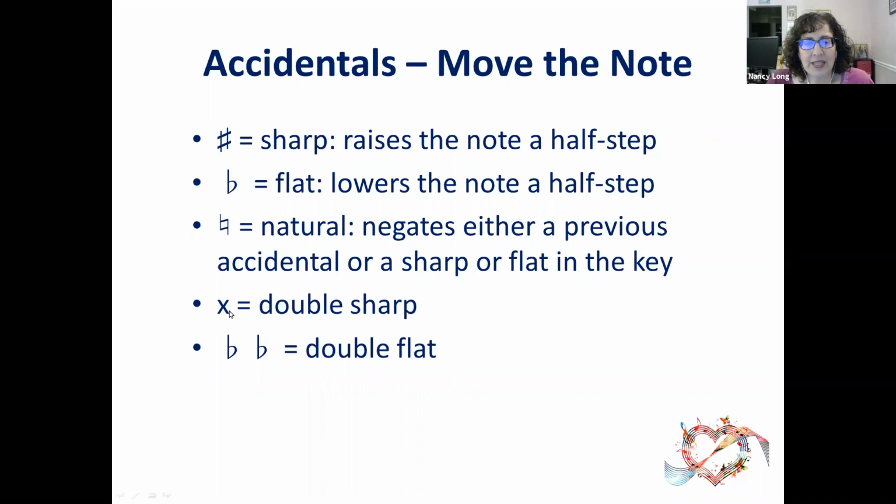Something that looks similar to this, an X is the closest thing that I could find, is a double sharp. So instead of raising the note a half step, it raises the note 2 half steps, as you could probably have figured out from the term double sharp. And by the same token, there is a double flat. And again, this is the best I could do. Typically, you do see the double flat closer together than what you see here. And that lowers the note, not 1, but 2 half steps. And those are our accidentals.